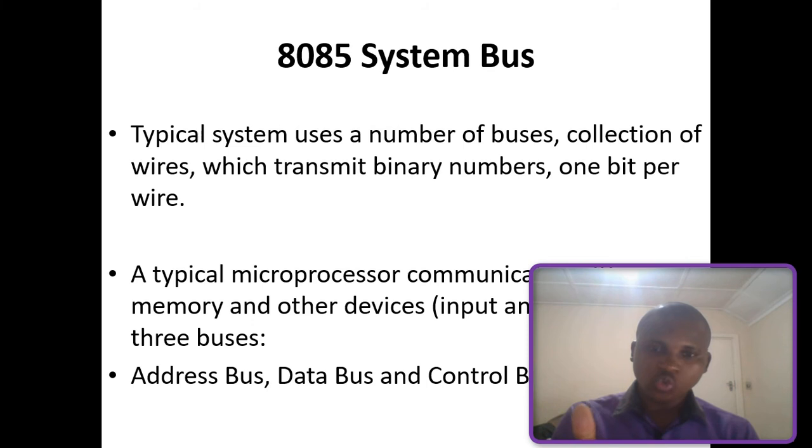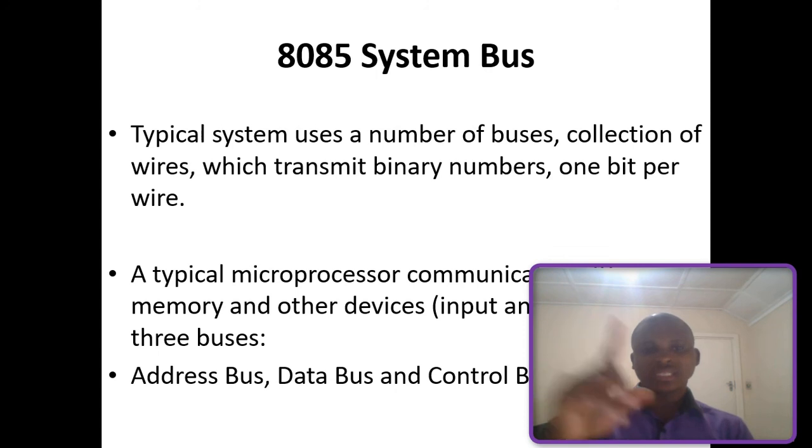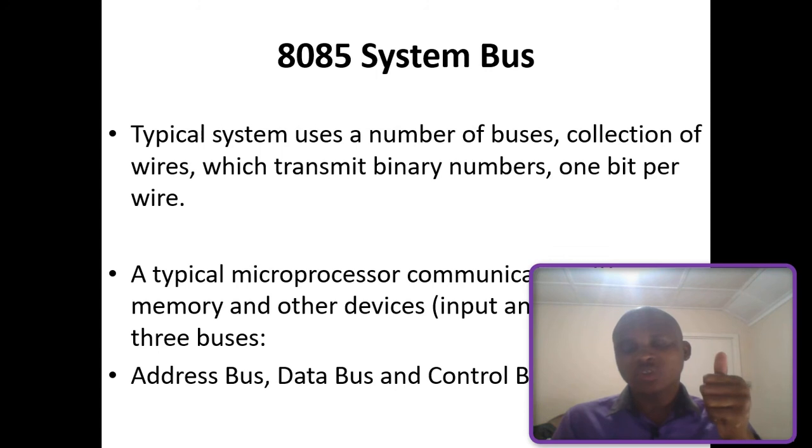If it is a 32-bit, it means the system can operate on a bus, the system bus, with 16 wires or with 32 wires. If it is a 64-bit, it means that at a time it can actually transmit 64 bits.